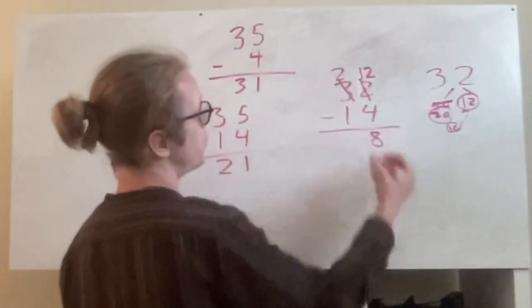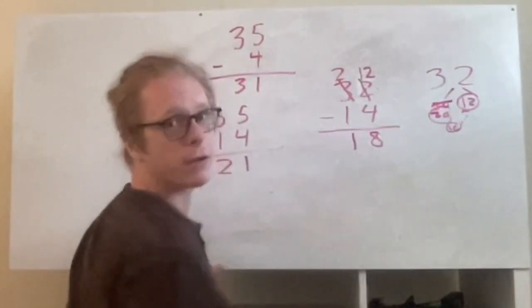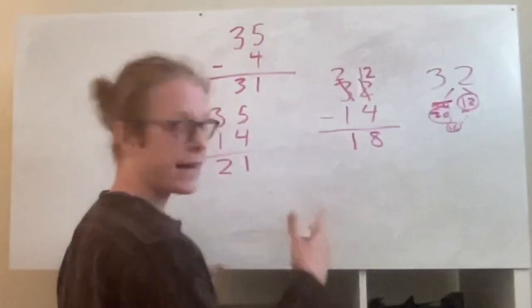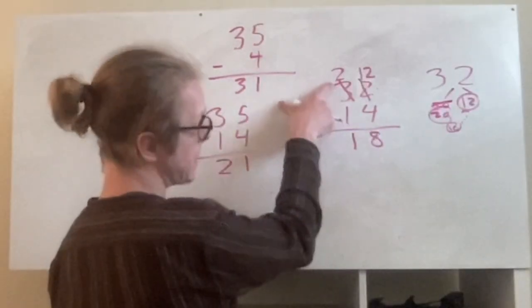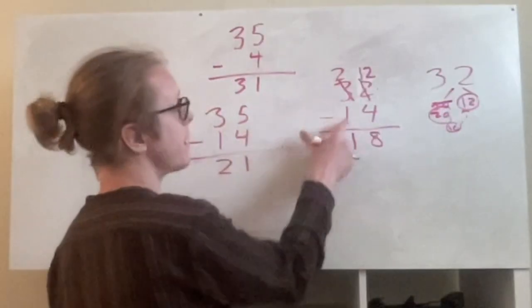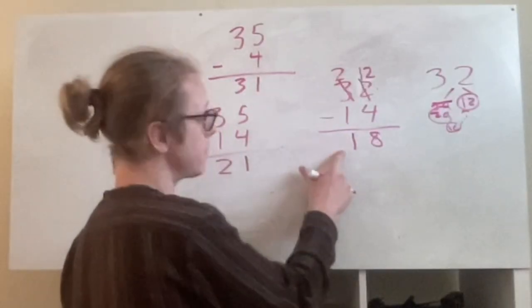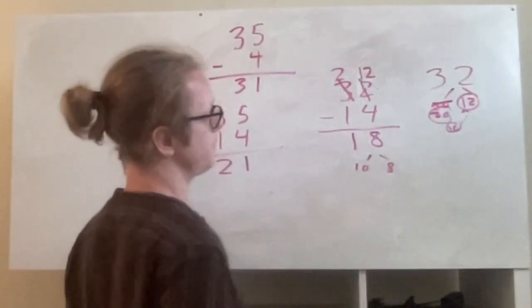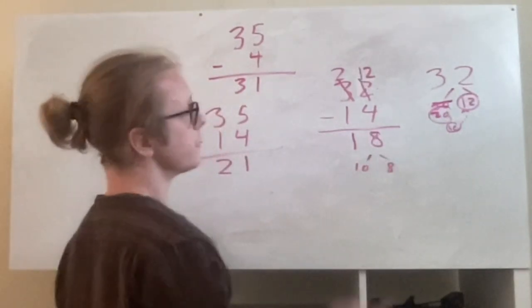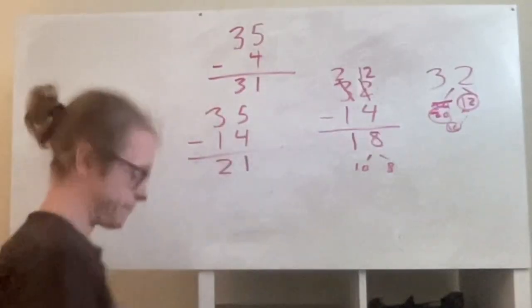And then 2 minus 1 is 1, right? Again, I'm always going to come back to this idea of place value so we understand what we're doing. I say 2 minus 1, but it's really 20 minus 10 gives me 10, right? This 18 is a 10 and an 8. Okay, awesome. We're going to look at a couple more examples.